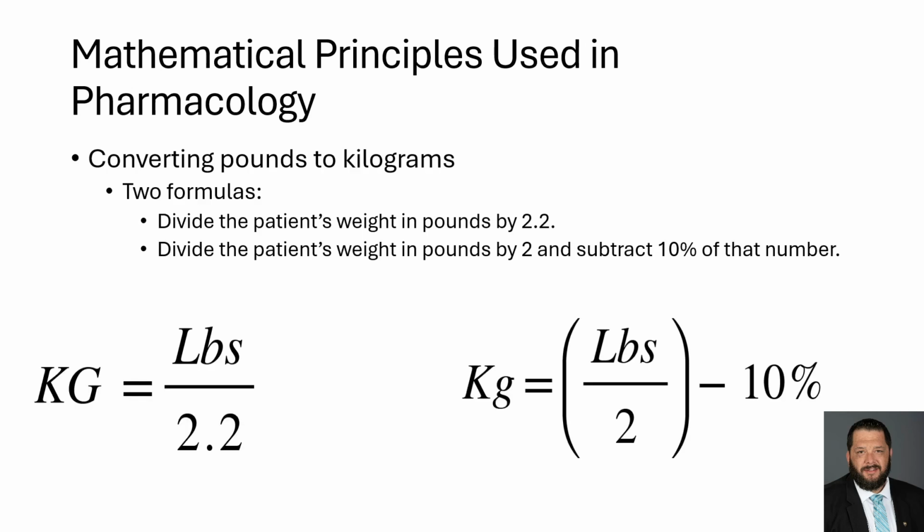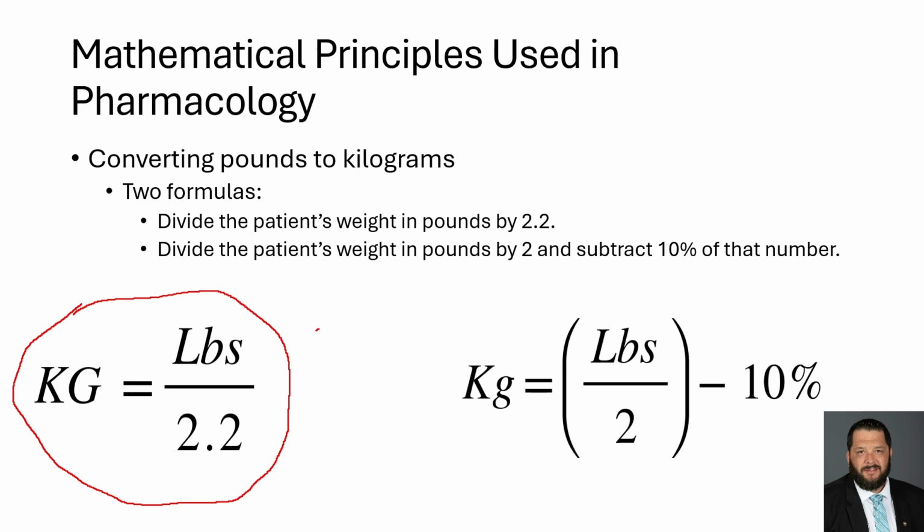All right, let's talk about some of the mathematical principles that we're going to use specifically for medication administration. The first is going to be converting pounds to kilograms. Using the metric system, all of our dosing will be based in grams and kilograms. In the US, specifically, we use pounds. So we need to be able to convert US pounds into kilograms. You'll need to commit this formula to memory, but I will give you 2 methods to actually perform the calculations. Kilograms equals the number of pounds divided by 2.2.